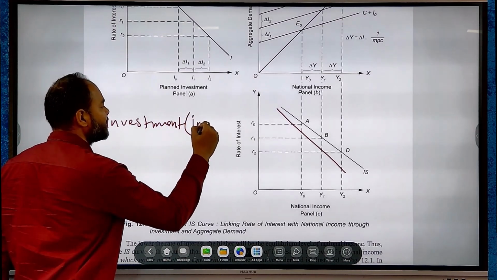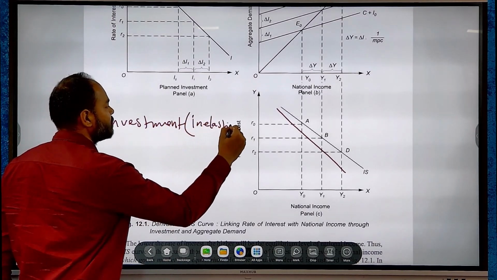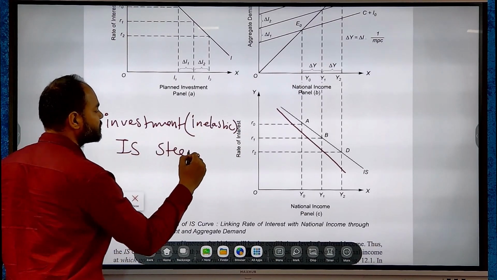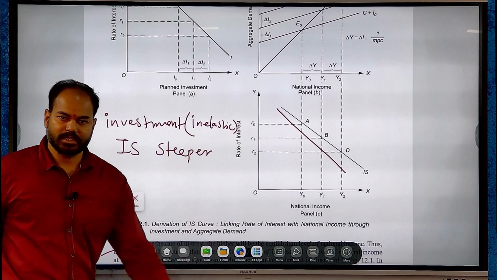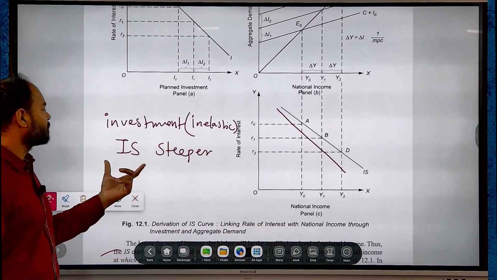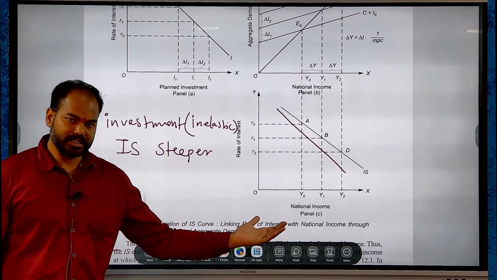or we can say inelastic, the IS curve will be more steeper, and vice versa. If investment is more elastic in nature, the IS curve will be flatter in nature.